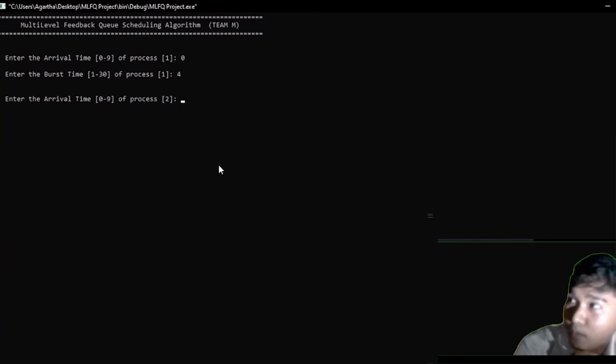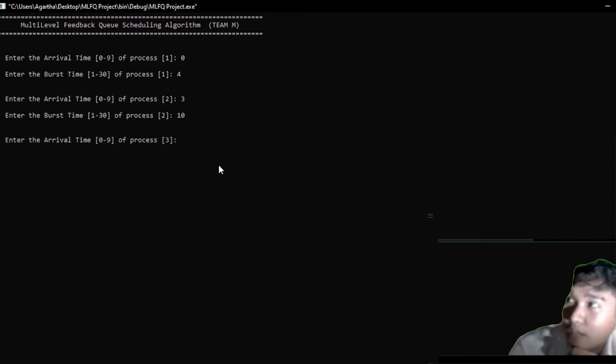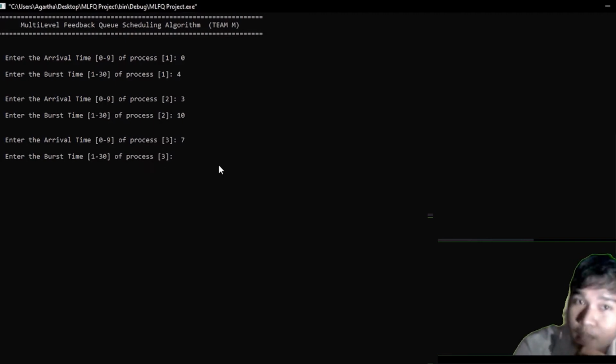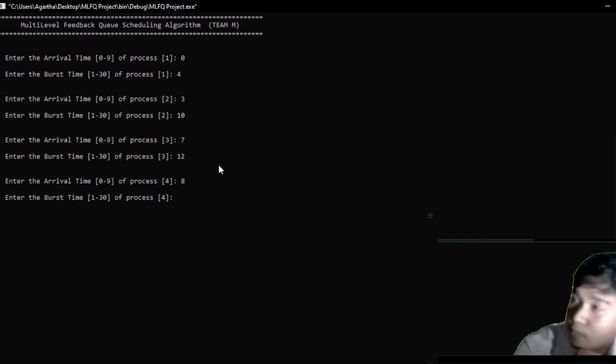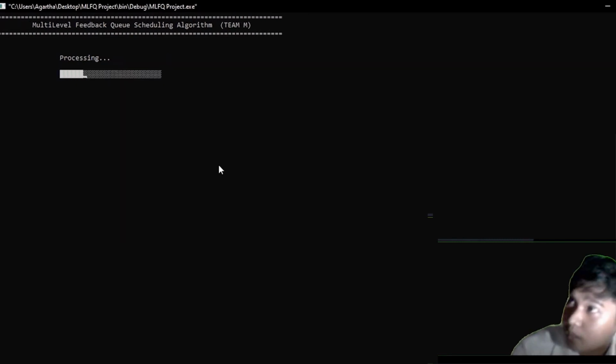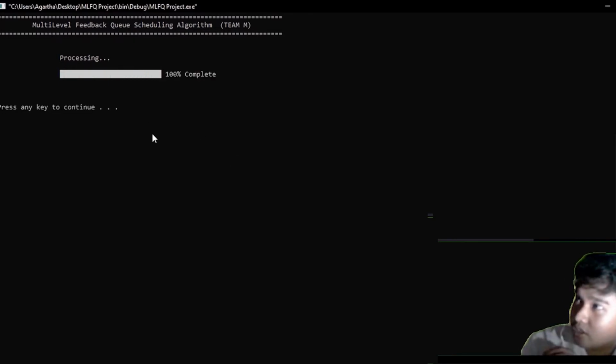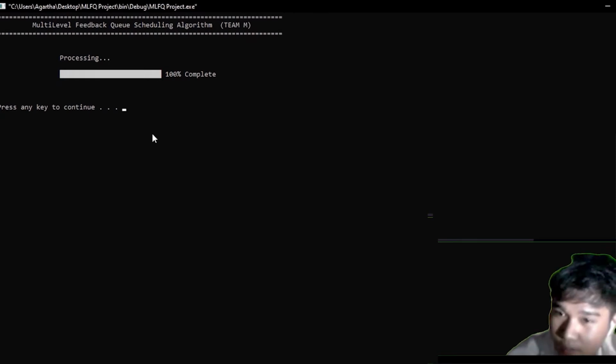Enter the arrival time of process 2, which is 3, and for the burst time is 10. And enter the arrival time of process 3, which is 7, and for the burst time is 12. Then for the process 4, arrival time is 8, and for the burst time is 6. The program processing, as you can see, there is a loading bar. Then it says 100% complete.